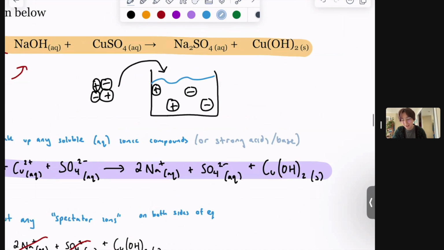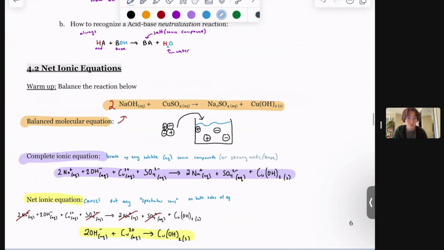But if they're asking you to do a net ionic, it's like 90% of the time about a precipitation reaction. That's all ionic stuff. Okay, but just wanted to clarify that.